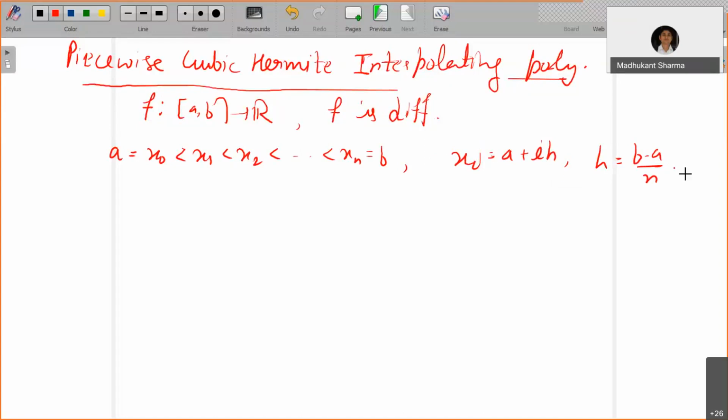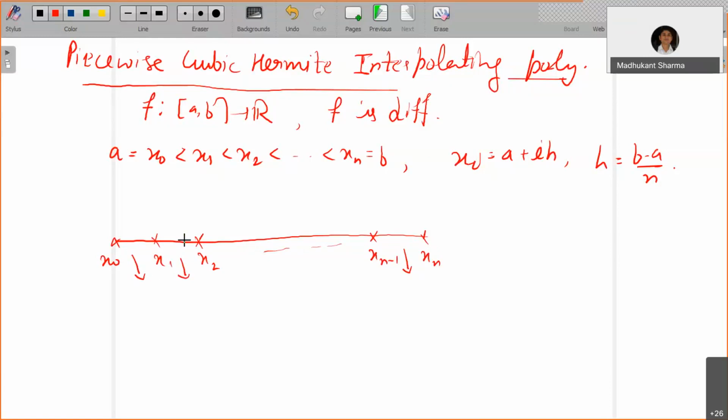Now what we are trying to get is the cubic Hermite interpolation at each interval. So you have here x0, x1, x2, and so on. This is xn minus 1, this is xn. So at each interval, you look at the cubic Hermite interpolation, and you join these polynomials with the assumption that they are continuously differentiable.